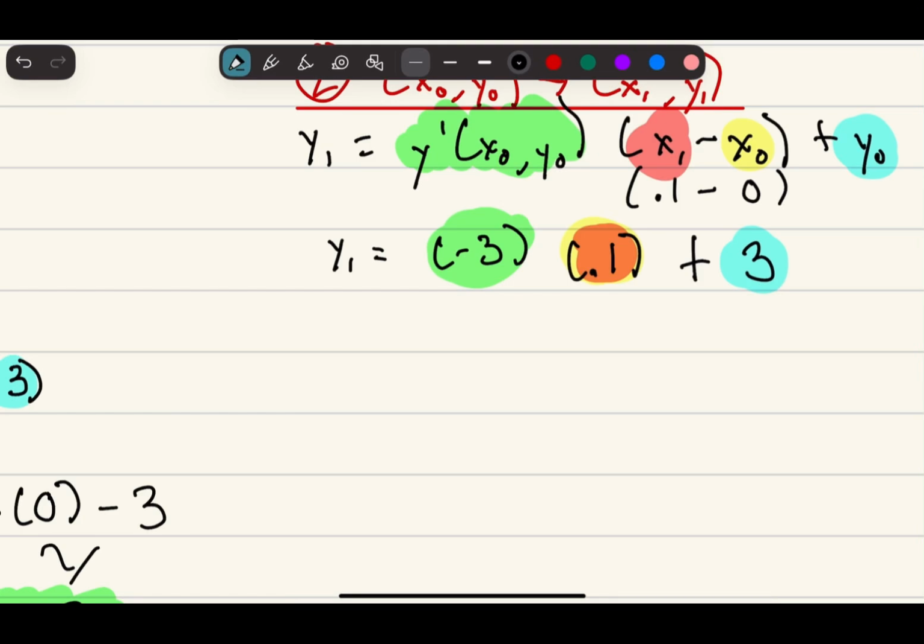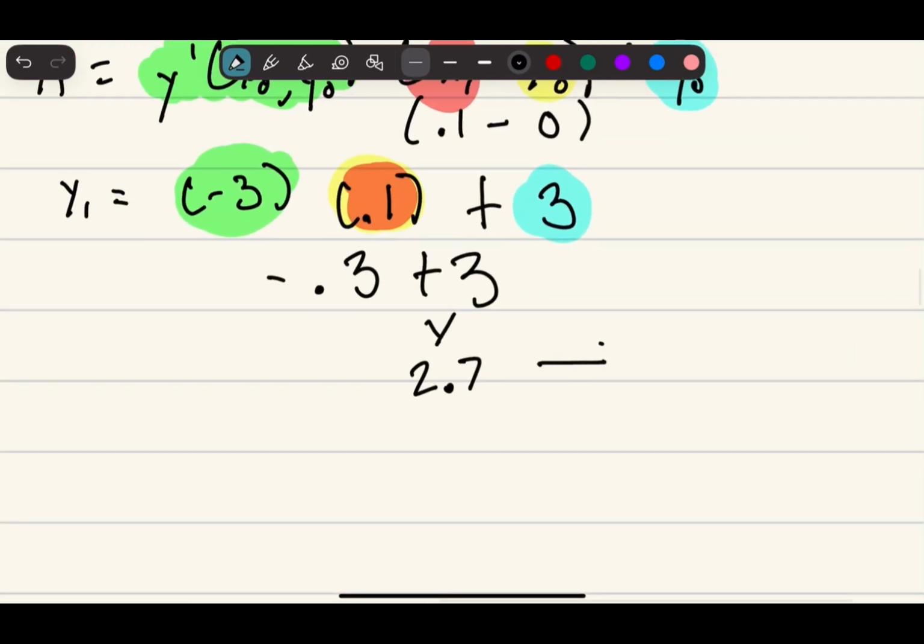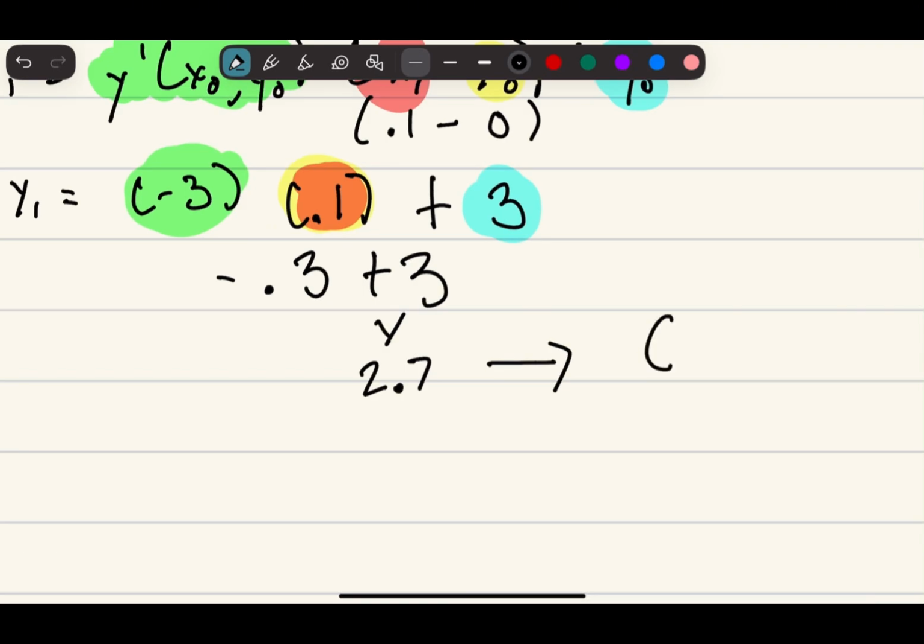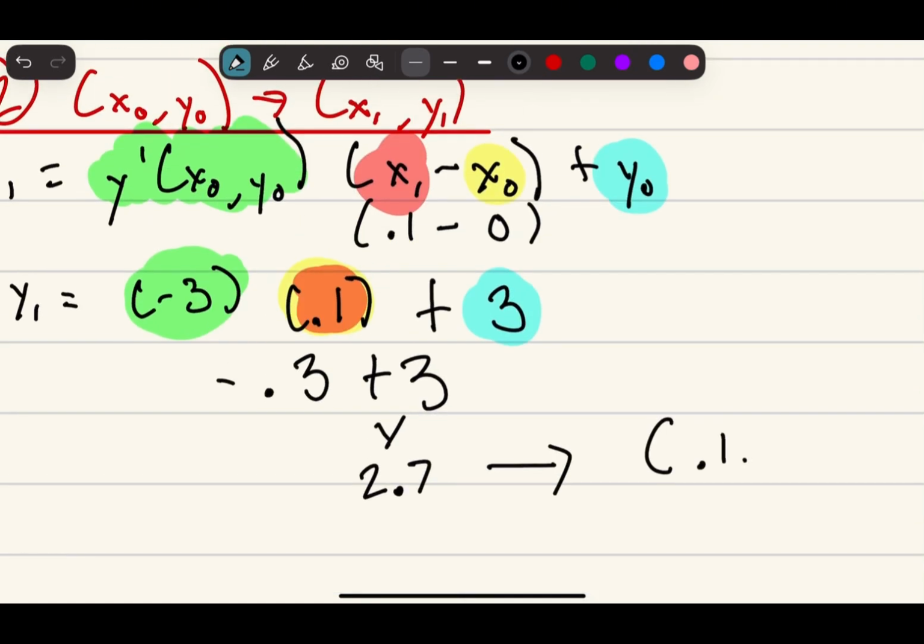We know that negative 3 times 0.1, just multiplying that, we're going to get negative 0.3 plus 3, and we're going to get 2.7. So then what's x1? It's 0.1, and the y1 is 2.7.